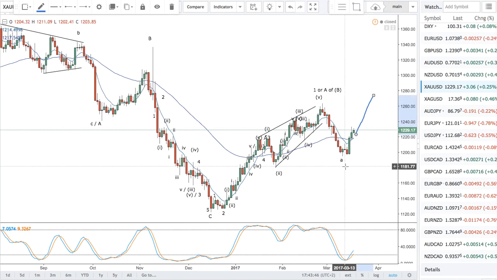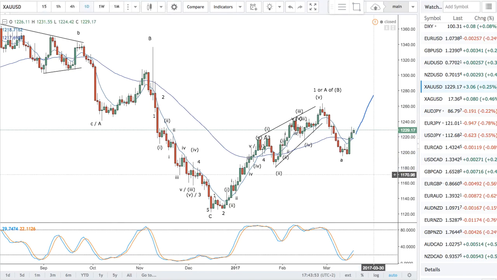Because so far I only have one part down for the correction. I would really look for another part down, so it'll be a three-wave correction overall. So at the moment, no trade. It's in the middle of nowhere. Look for one more low and then a move up overall.